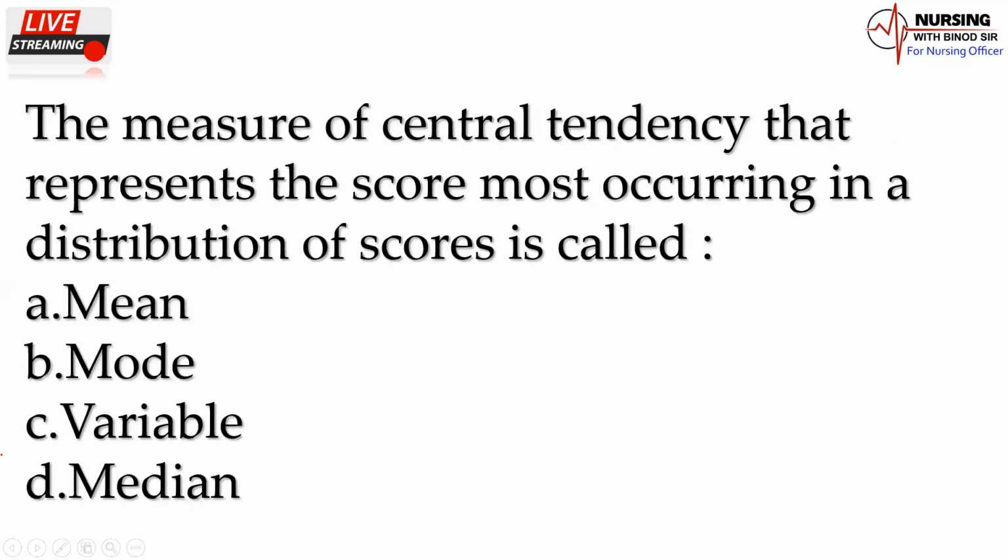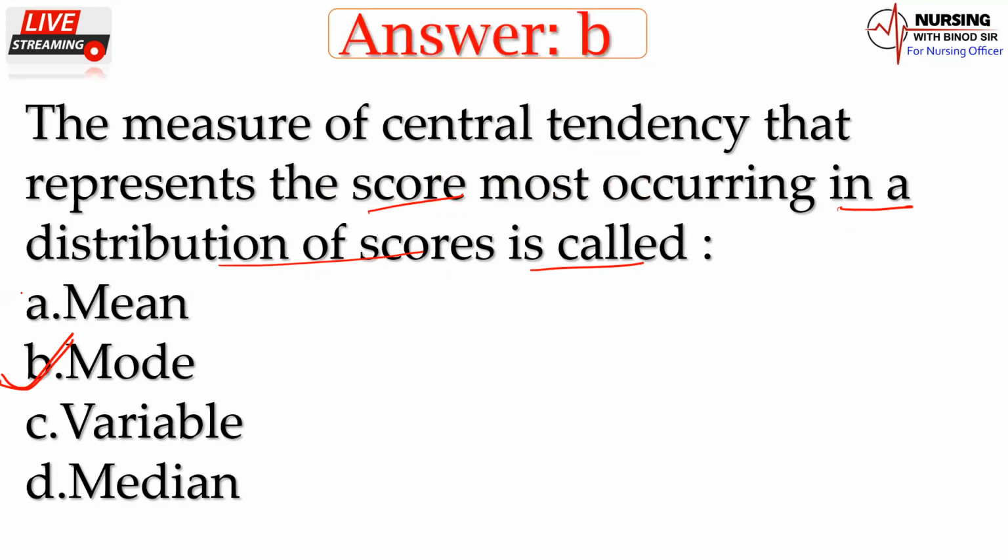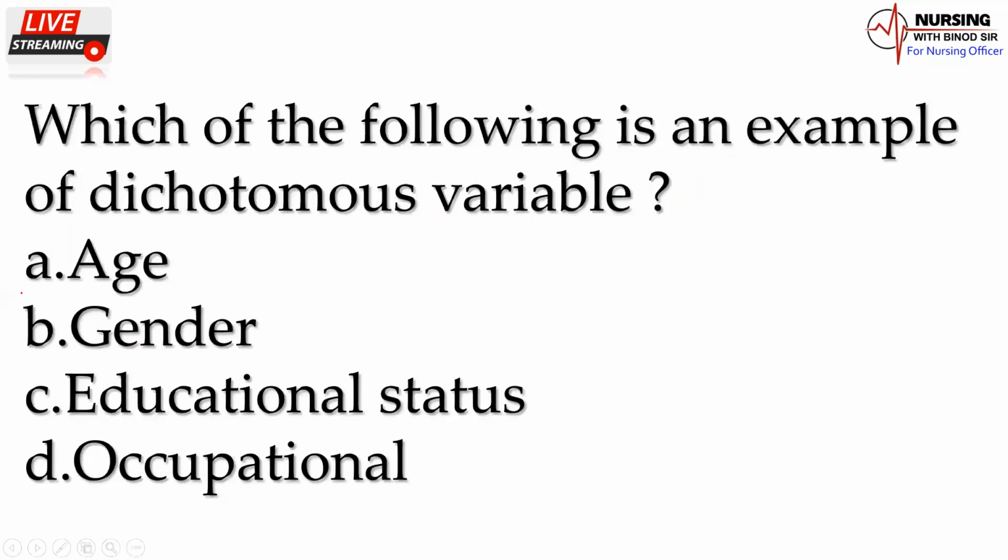The measure of central tendency that represents the score most occurring in a distribution of score is called: A option mean, B option mode, C option variable, D option median. So here the answer would be the B option, that is the mode. You must have to remember this. Okay, have you got it? Answer is the B option. Now we'll come back to next question.